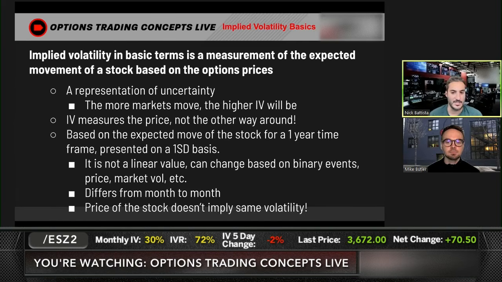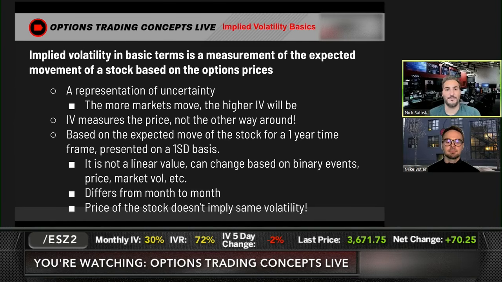So implied volatility is a representation of uncertainty. The more the markets move, the higher the IV will be. This is just intuitive: something that doesn't move all that much is going to have low implied volatility. Something that moves a lot, like a Tesla, is going to have high implied volatility. IV measures the price, not the other way around.